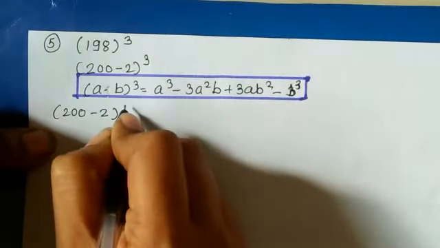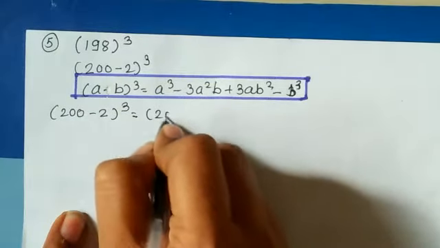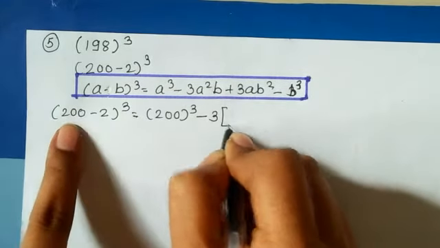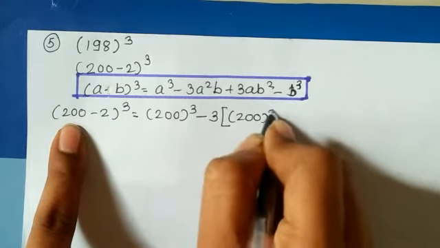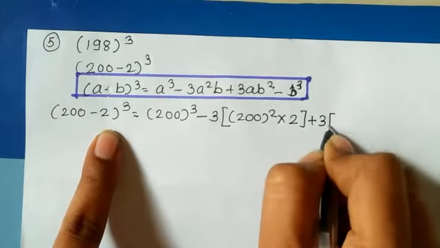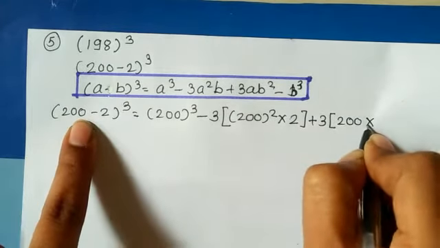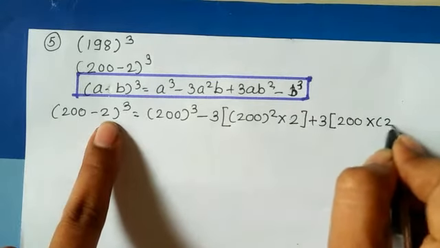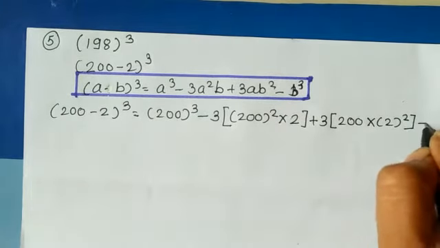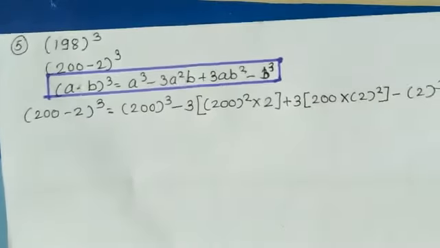(200 minus 2) its cube is equal to first term's cube, it means cube of 200, minus 3 into bracket its square, first term square, it means 200 square, multiply with 2 bracket complete, plus 3 into bracket first term, it means 200, multiply with the second term's square, it means square of 2 bracket complete, minus second term's cube, it means cube of 2.